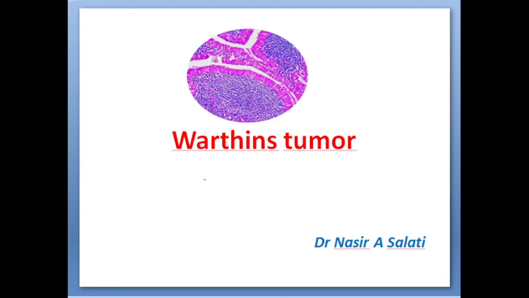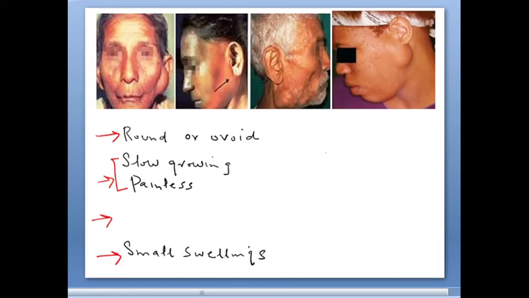Today, I am going to discuss Warthin's tumor. Now, these are four pictures. All these pictures have certain things in common. Number one, there are swellings in the region of posterior part of mandible.